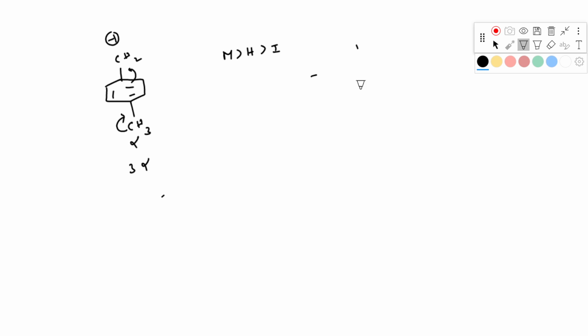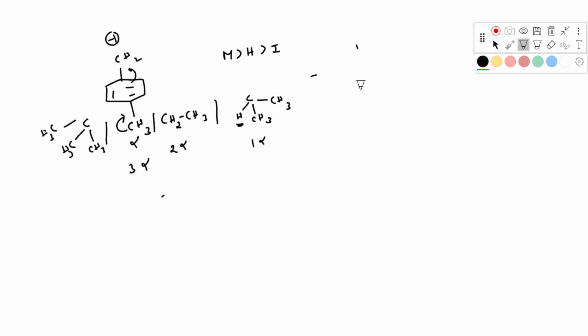In the second option, I have given CH2 CH3 in place of CH3. So here this is the alpha hydrogen. So 2 alpha hydrogens are there. In the third option, in place of CH2 CH3, I have given CH(CH3)2. How many alpha hydrogens are there? Only one alpha hydrogen is there. Fourth option is C(CH3)3. That means 0 alpha hydrogens.